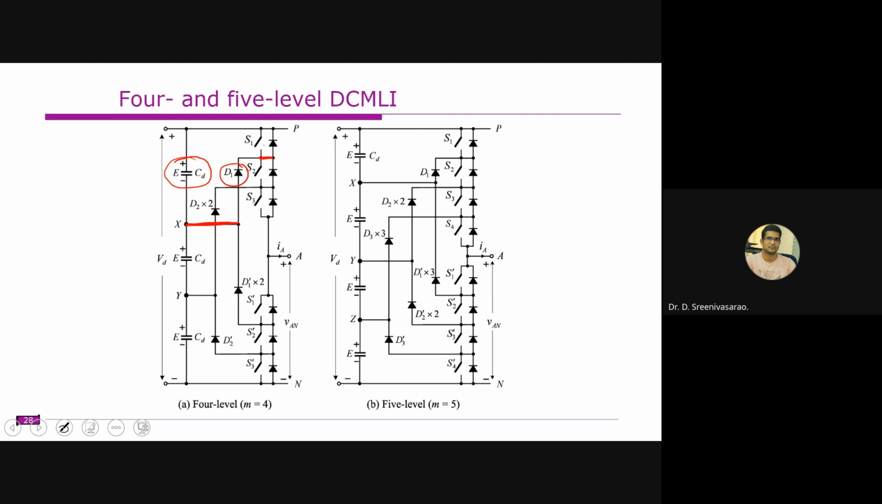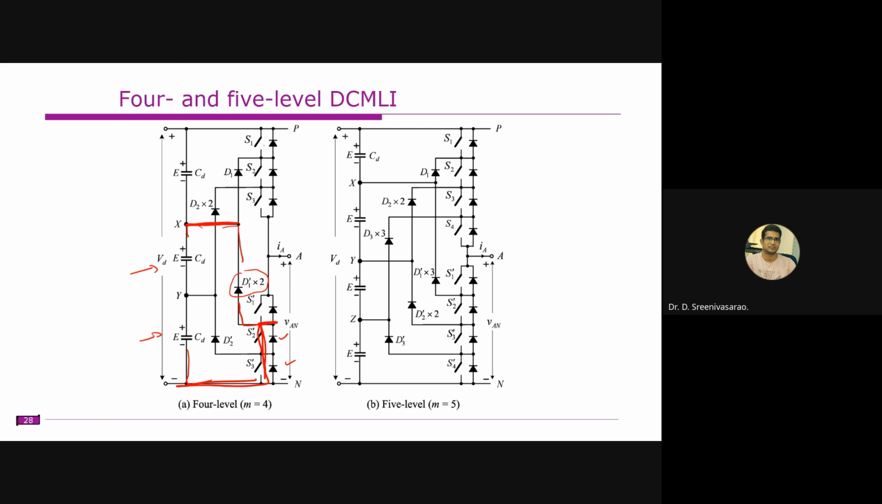Whereas on the same leg, this other diode is connected between these two terminals. If this switch is on and this switch is on, the connection is like this, right? So this diode is supposed to block this source as well as this source.